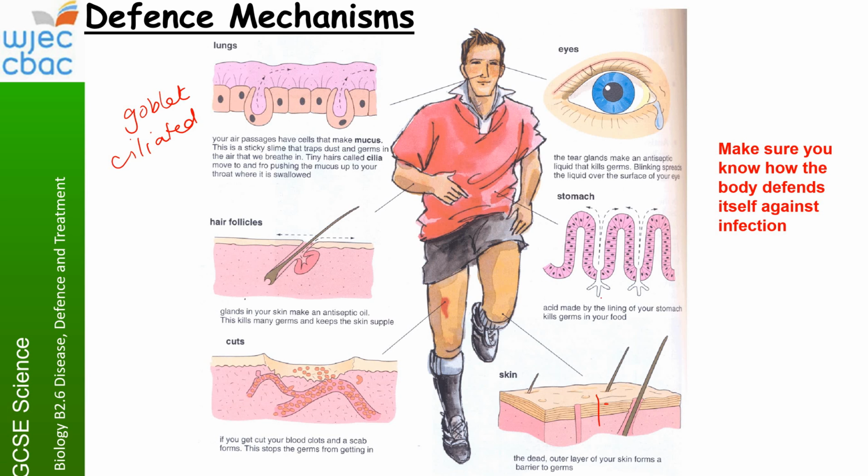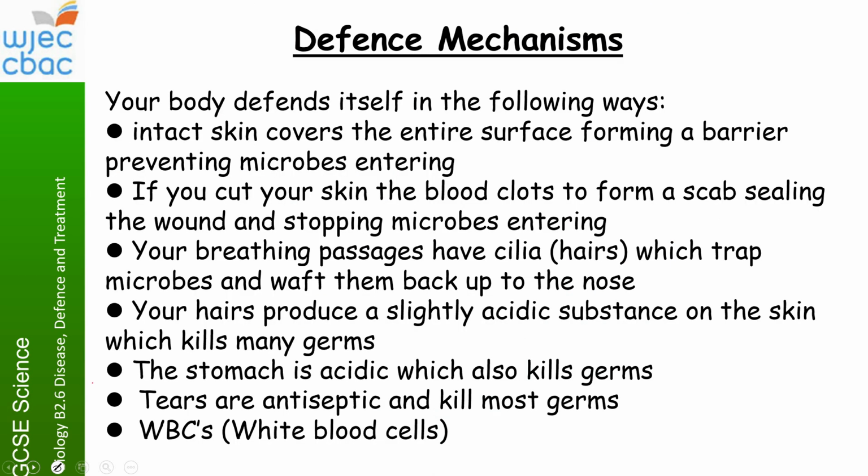And finally here, your stomach lining makes acid, hydrochloric acid, that kills most of the germs on your food. However, if you've eaten something that's well past its sell-by date, or that has been infected and contaminated with other microorganisms, the stomach acid may not be enough to destroy them, so they may survive and cause you to have a tummy upset. So these are some of the different defense mechanisms.